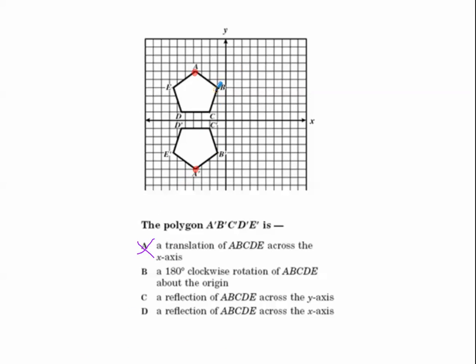Let's try that again. Here's B, B prime, C prime, C, D, D prime, E, E prime. And here's what I notice right away. C is right below C prime, or above. D is right above. E is right above. B is right above. And A is right above.